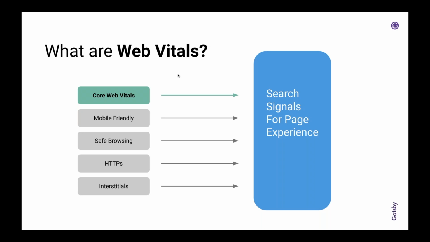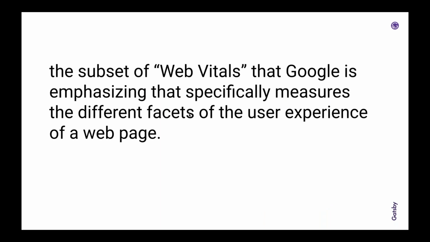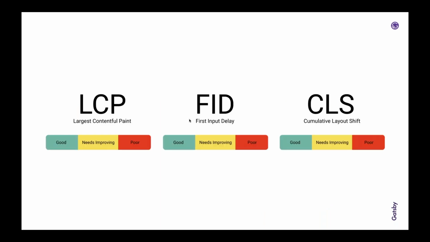So this is a small subset of the total ranking factors that Google's algorithm is made up of. Web Vitals are a small but important part of that. And then Core Web Vitals are even smaller. So Jono, you want to take us through what the Core Web Vitals are in this case?